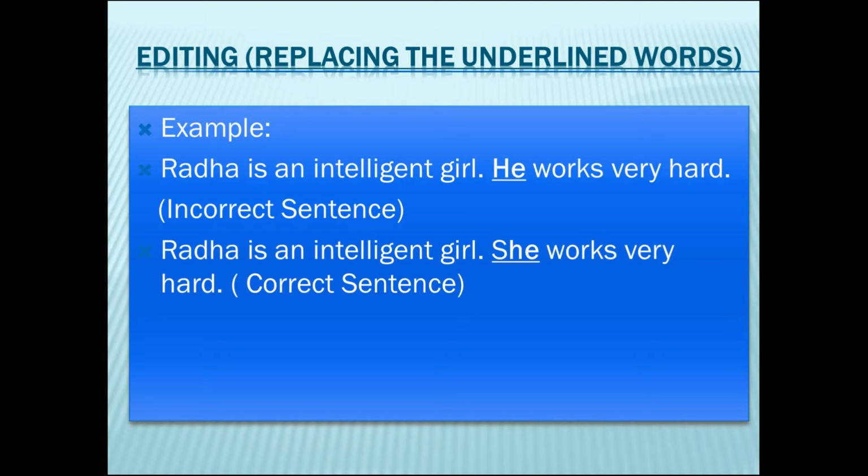Radha is an intelligent girl. He works very hard. Now, you have to replace the underlined word. So, the underlined word is he. So, he makes it an incorrect sentence. Now, why is he incorrect? Because Radha is an intelligent girl. So, the pronoun used for girl is not he but she. So, you have to replace the word he with she. So, the correct sentence would be Radha is an intelligent girl. She works very hard. Clear? I hope you would have got an idea. Let's see the next one.